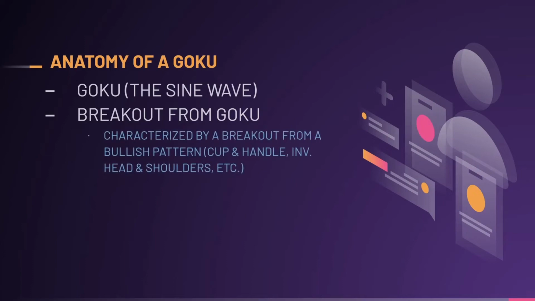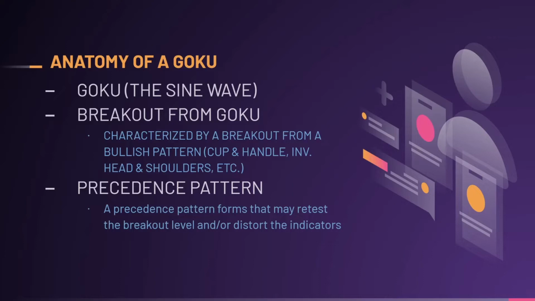Ang breakout, usually, ang nangyayari dito is it's a breakout from an established bullish pattern like a cup and handle pattern, inverse head and shoulders, etc. Okay? And then, after nung breakout, naghahanap tayo ng precedence pattern. Yung precedence pattern, usually sila yung mga parang triangles, flags, channels, and so on, no? And yung precedence pattern na nagpo-form, madalas, nare-retest nila yung breakout level kung saan tayo nag-breakout from yung Goku, di ba? And or nadi-distort nila yung indicator, meaning gumugulo.